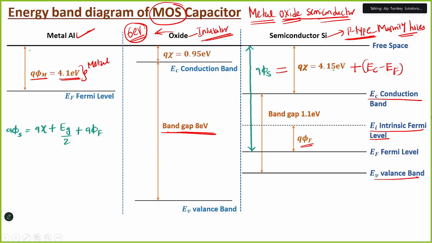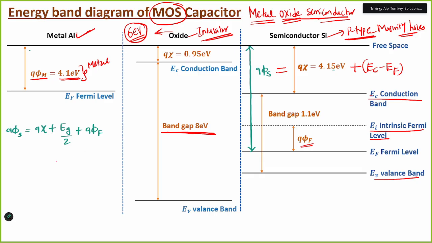So we need to combine the metal, oxide, and semiconductor into one energy band diagram. Did you understand how I am doing?